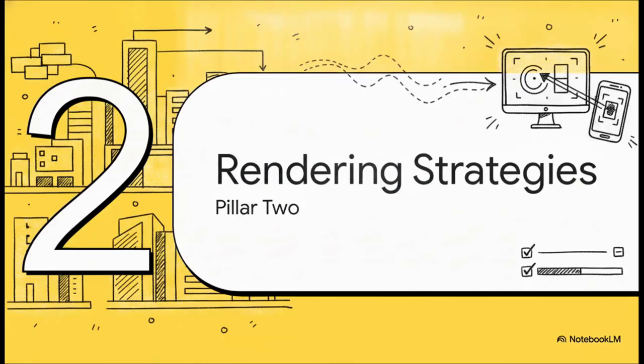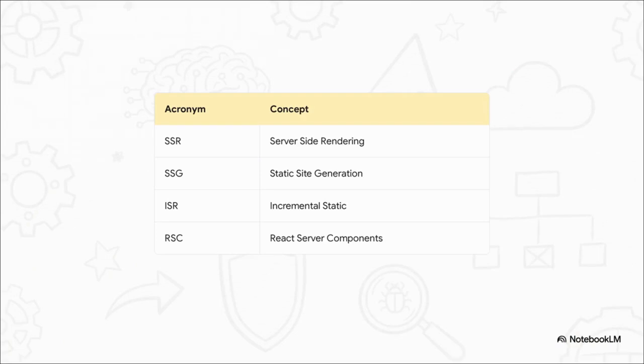Moving right along to our next section, Pillar 2, rendering strategies. Here, we matrix out SSR, SSG, ISR, and React server components to build a highly organized, almost scientific toolkit for delivering data to the user. Experts don't view these as just simple coding preferences. No, they see them as absolutely critical levers to optimize the end-user experience, specifically targeting heavy-hitting metrics like time to first byte and time to interactive.